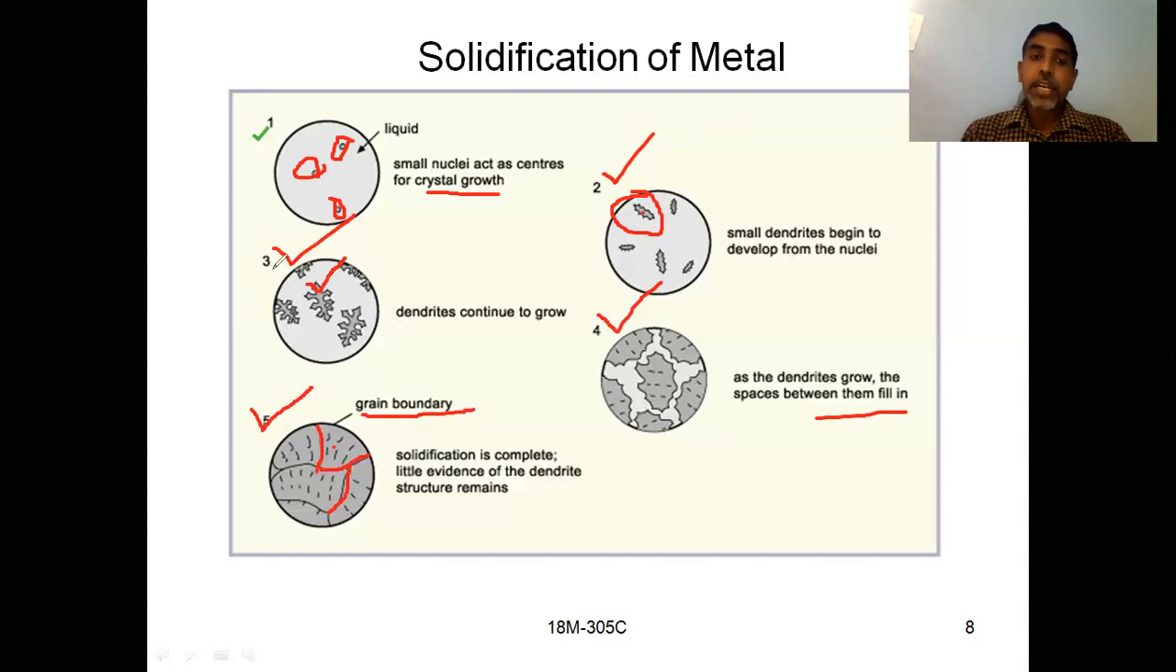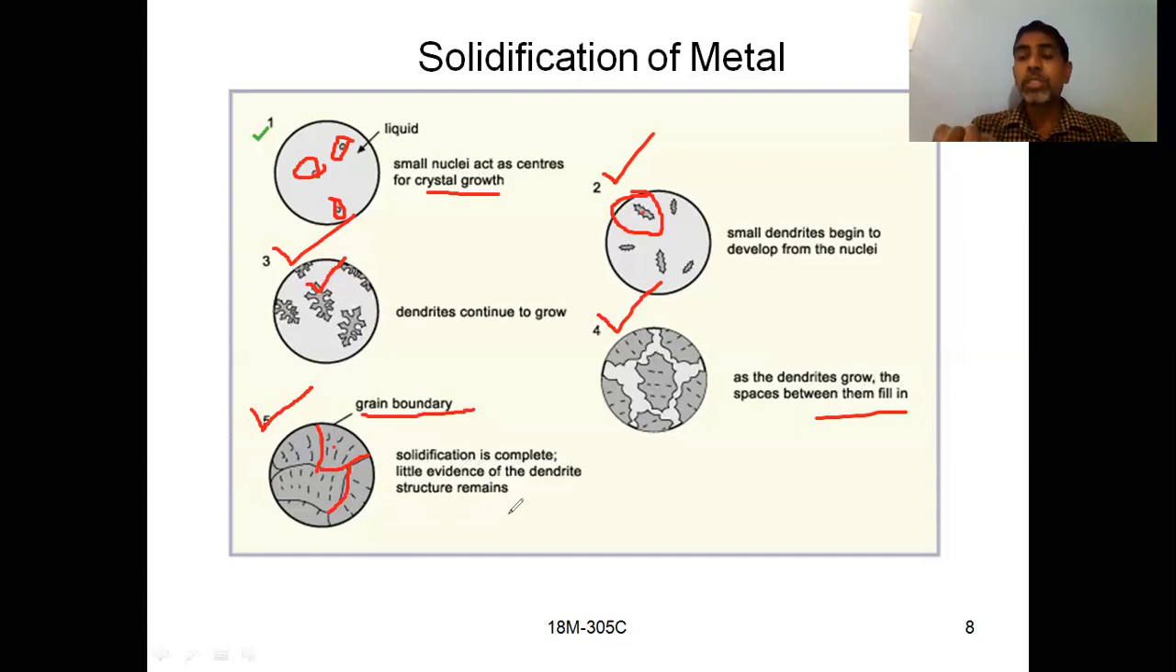So when it is continuing like this, what will happen? They will meet each other. That means the dendrites grow and the spaces between them are filled up. So when they touch each other, you are going to get grain boundaries as shown in step 5. So solidification is complete and little evidence of the dendrite structure remains.